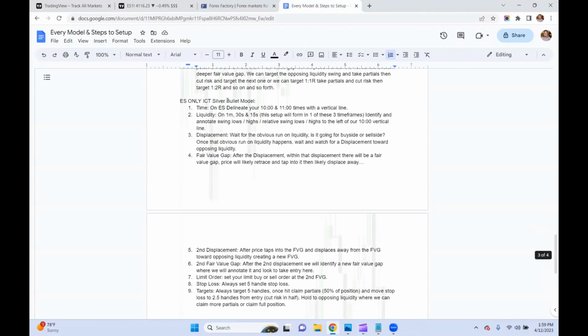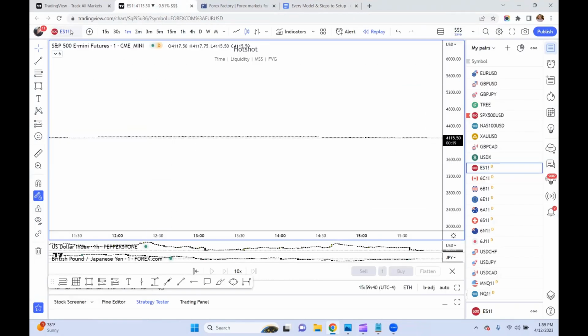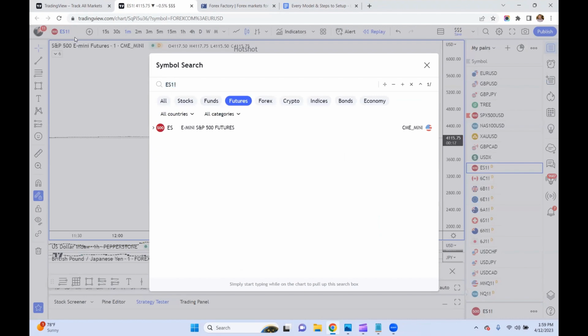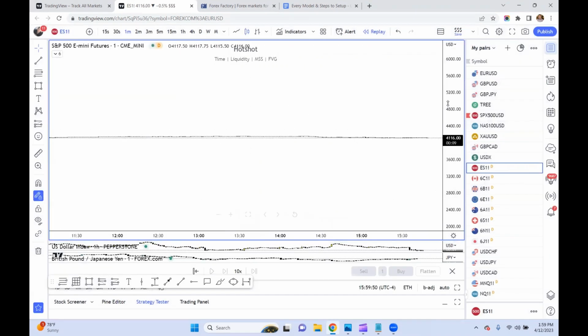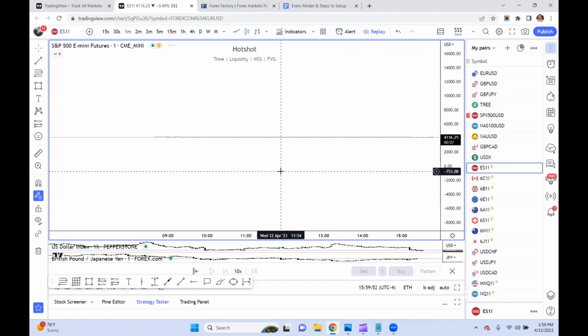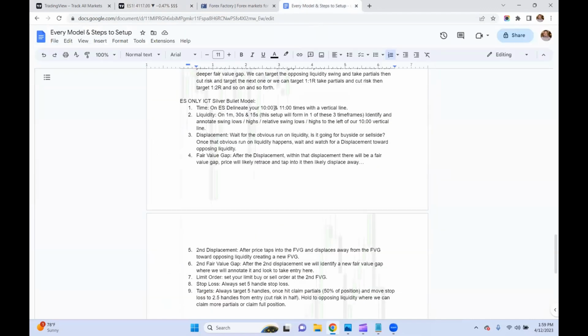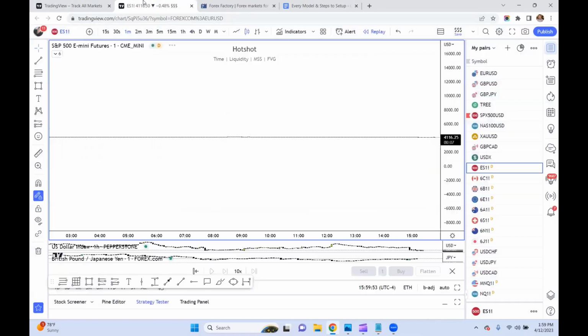So on ES, this is ES specific. To get ES, you want to just come up here, click on this, type in ES. So just ES, and it's the first one that pops up, CME Mini. You're going to click it. You're going to bring up your chart. Now I have it scrunched up, and I'm going to go back. We want to delineate your 10 and 11 times with a vertical line.